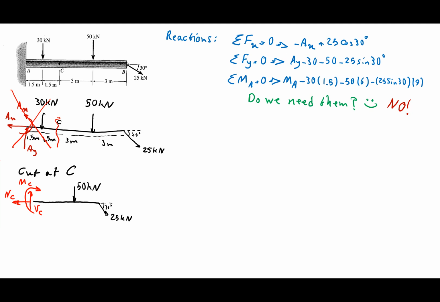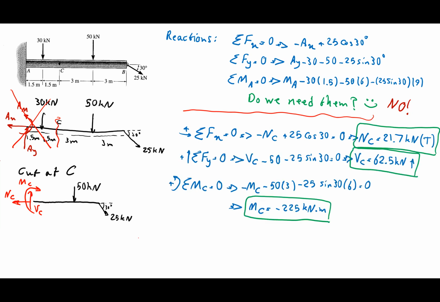Now, at point C, expose internal forces. Sign convention remembered, that summary table: VC, NC, MC. Put down your equilibrium formulas and solve. Sigma Fx equals 0: you have negative NC plus 25 cosine 30, which is this force, equals 0, so your NC is 21.7 kilonewton tension. Same thing for VC and MC, and you're going to end up with those numbers.